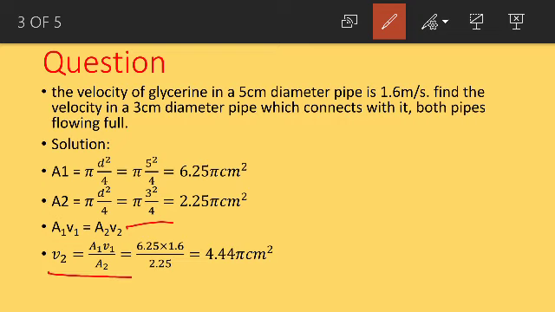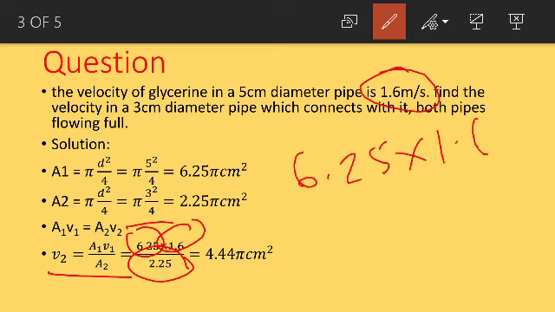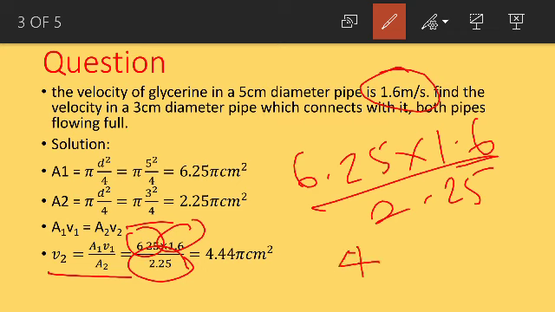So making V2 the subject of the formula gives A1 V1 over A2. The value for A1 is 6.25. The value for V1, the initial velocity, is 1.6 meters per second. Then the second area is 2.25. So we have 6.25 multiplied by 1.6 divided by 2.25, and that gave us 4.44. The unit of velocity is meters per second.